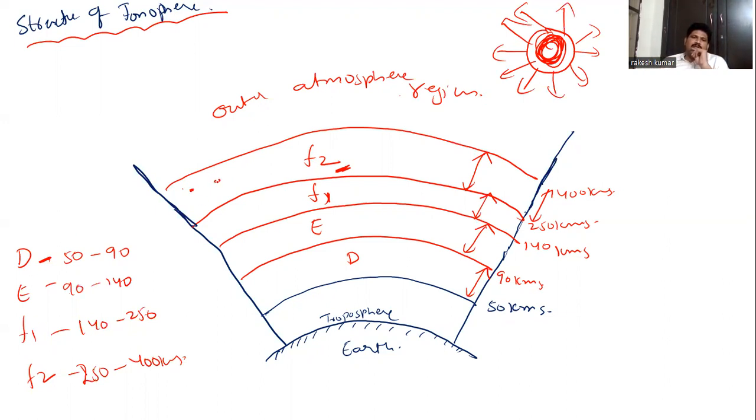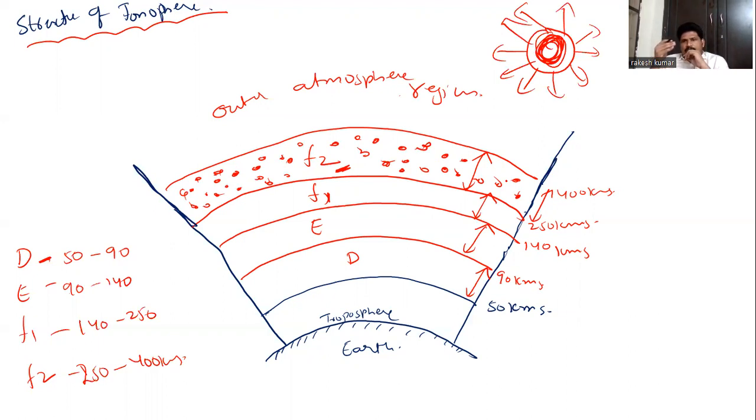More number of free electrons are present in the F2 layer. Why? Because the F2 layer is very near to the Earth's surface. Since it is very near to the Earth's surface, collision takes place, so due to that heat, more bonds will break, which leads to free electrons.